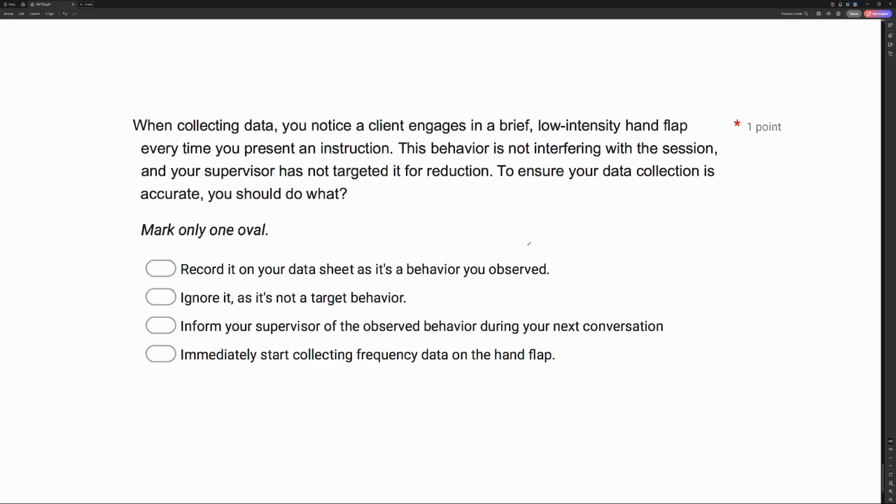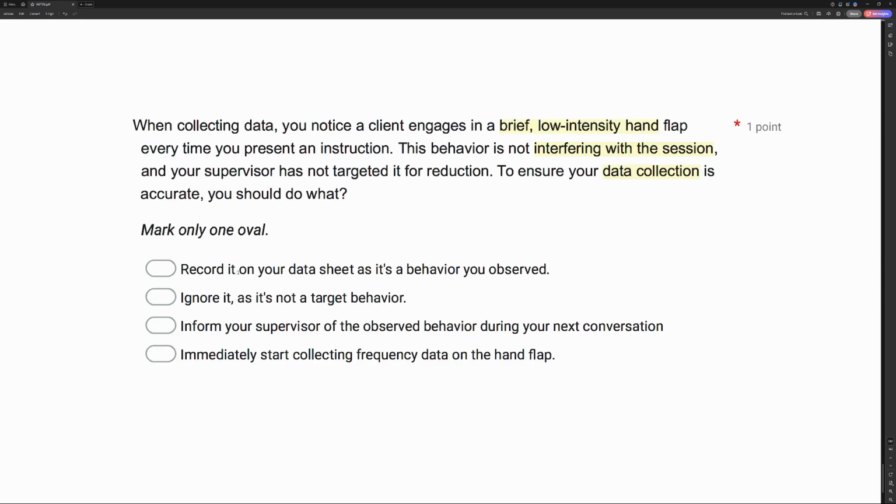Additionally, in this case, it's a brief low-intensity flap that is not interfering with your session. In other words, it is a behavior that you notice, but it's not interfering with your session at all, and it's not in the current plan. As a technician, what is your best course of action to make sure your data collection remains accurate?